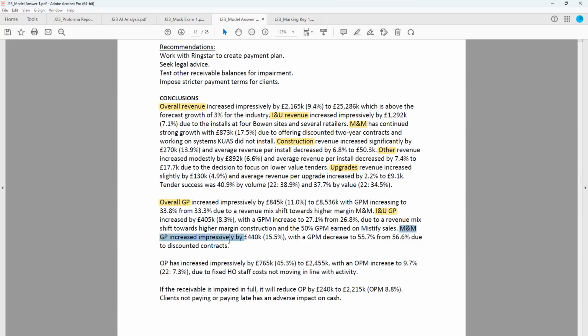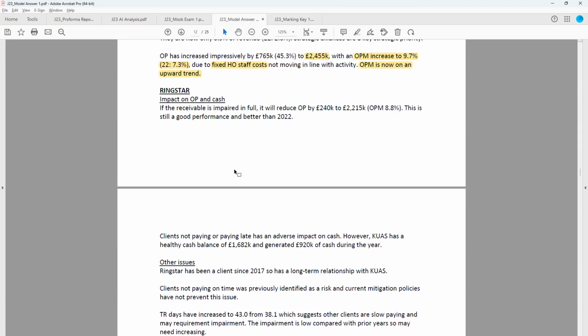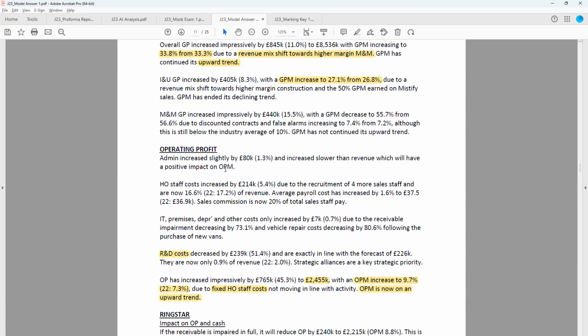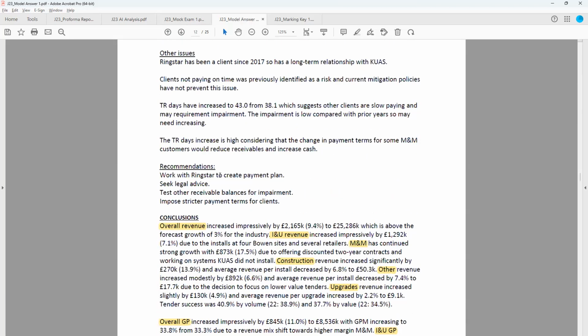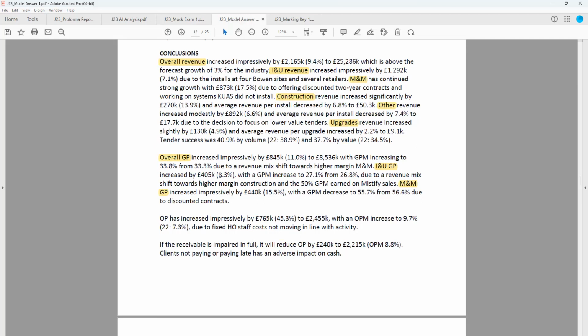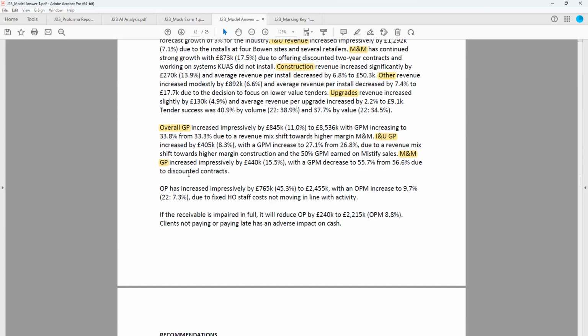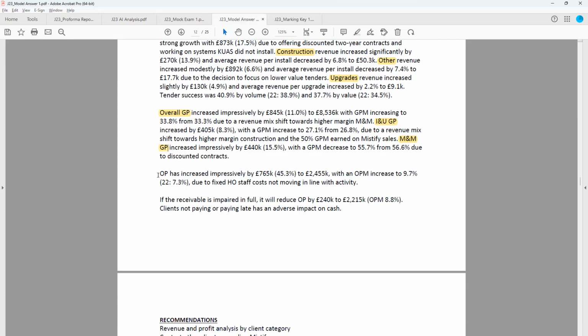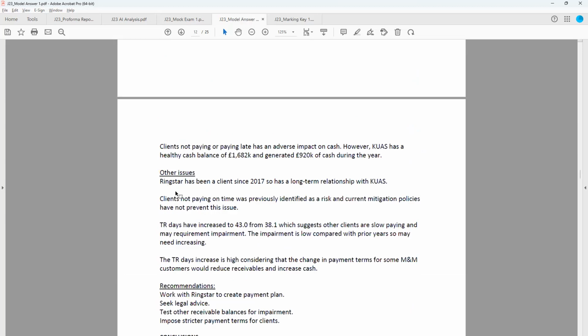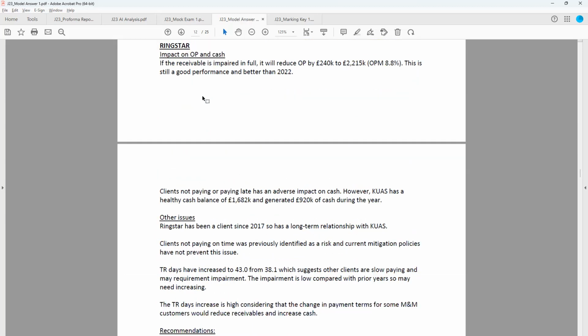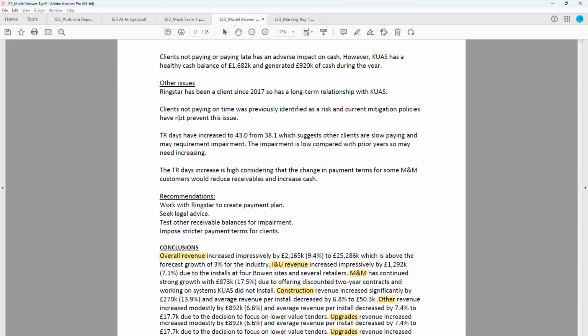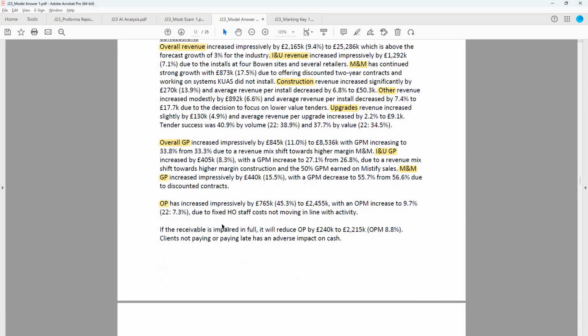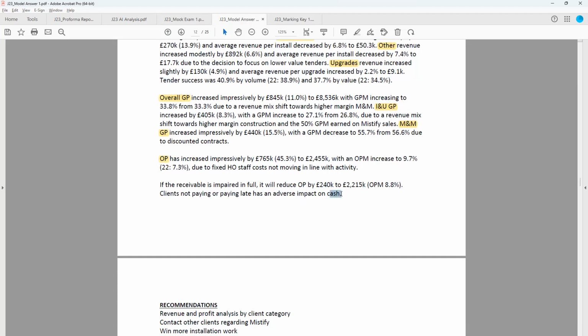So we've got ICAEW, and then we've got M&M. We can see I haven't taken everything from here, just the main headline number. That's all it needs to be in the conclusion. It's a concluding point: the main number, and the main reason why it's gone up or down. Similarly with operating profit. And then similarly with the ringstar point, just the main points, which are the impact on operating profit and cash. That's what they asked for, as well as other issues, but these are the main two. So we've taken those main points there, the impact on operating profit and the impact on cash.